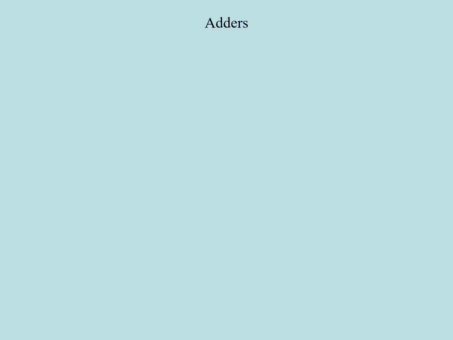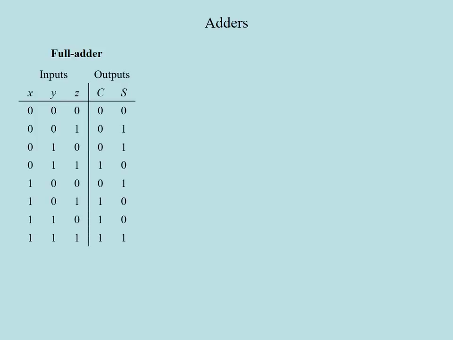So let's design a circuit that can add 3 bits, that is a full adder. This is the truth table of a full adder. X, Y, and Z are the bits to be added. S is again the sum bit of the result and C is the carry bit. The carry bit will result in 1 whenever 2 or 3 of the bits added are 1.